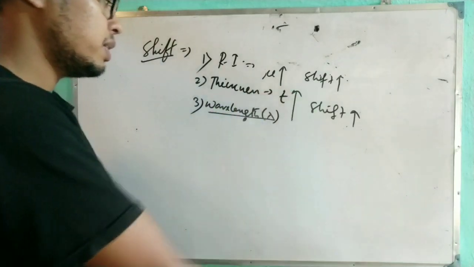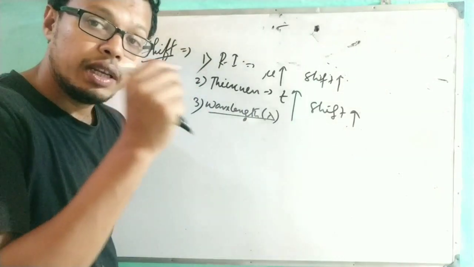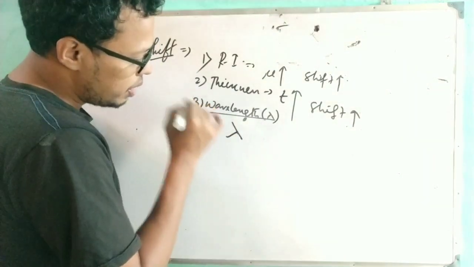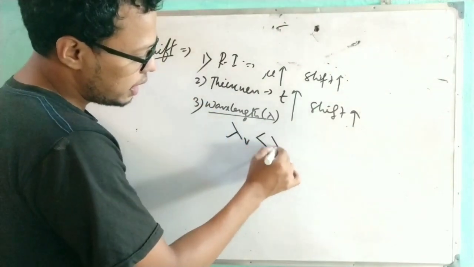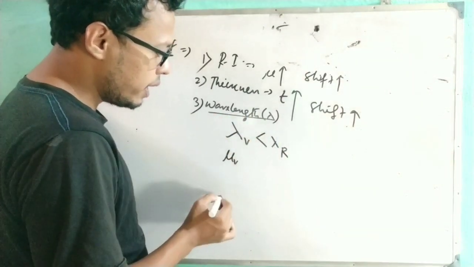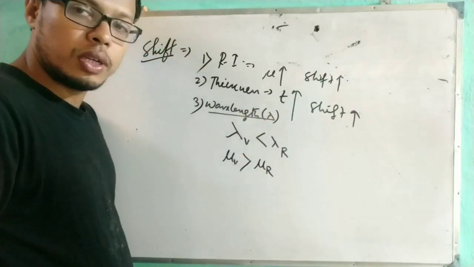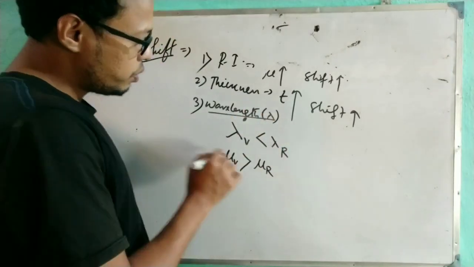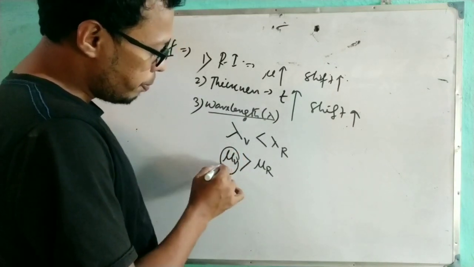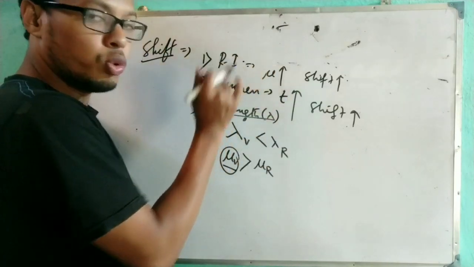Here this is inversely proportional. Means that shift decreases with increase of wavelength. Why? One thing you know, lambda for violet is less than lambda for red. And that's why mu for violet is greater than mu for red, because of inverse proportionality. Now as mu for violet is more, it will suffer more bending. More bending means more shifting.